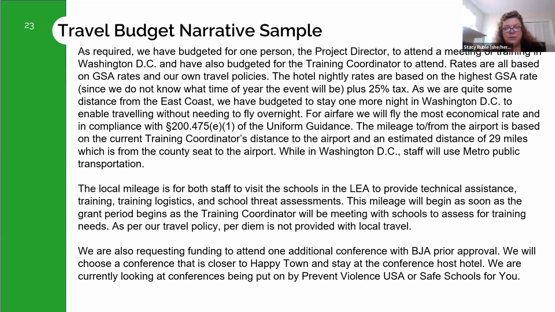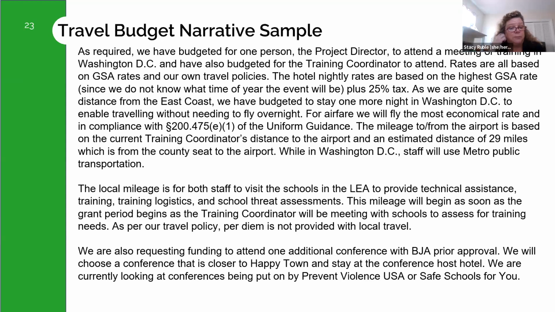Okay, so you'll notice here I have the project director and the training coordinator going on the trip to DC. I note that we're using the GSA rates and our own travel policies. We based it on the highest GSA rate since we didn't know what type of year the event will be, plus 25% tax. Sometimes people don't think of adding in that tax, and when you add in 25%, that can add up. I imagine our hypothetical place being in Arizona or New Mexico, so they budgeted one more night in DC to enable traveling without needing to fly overnight.